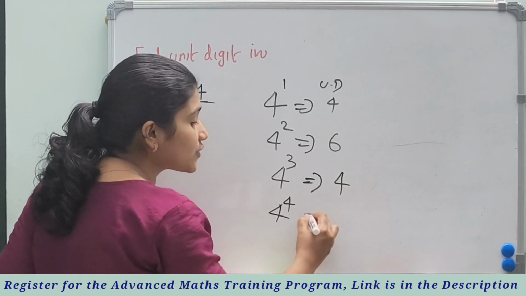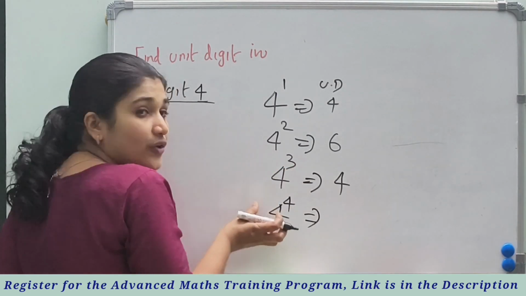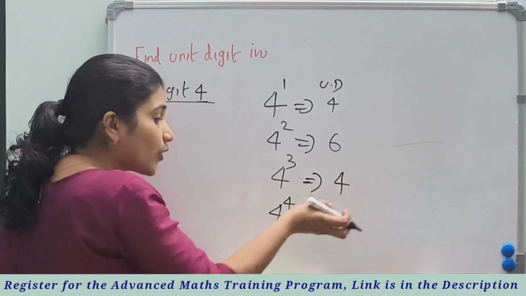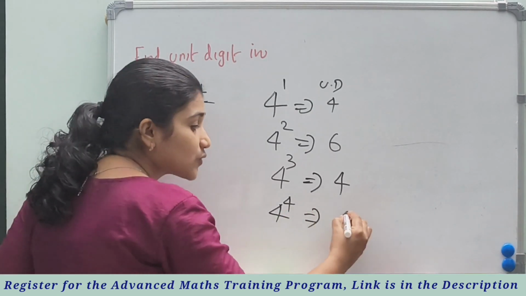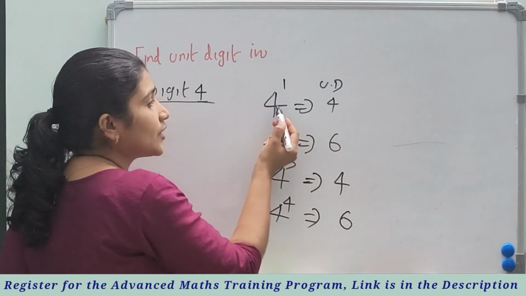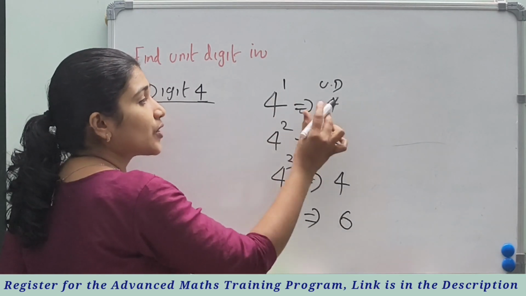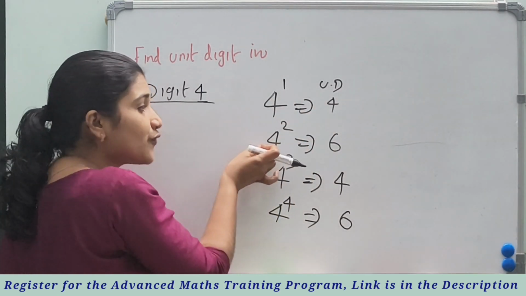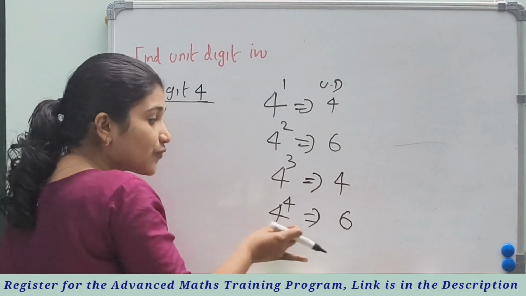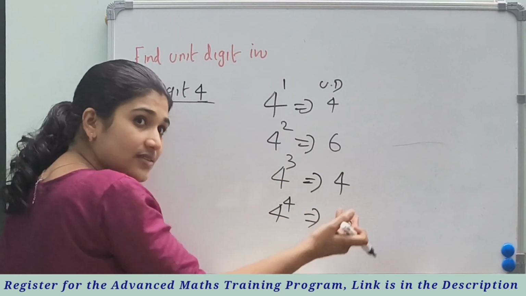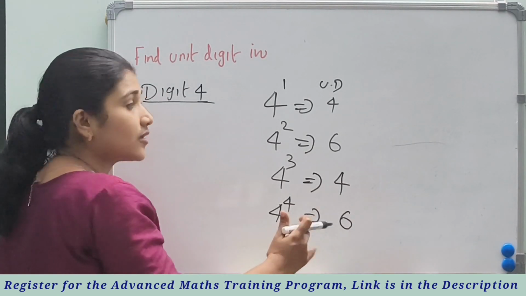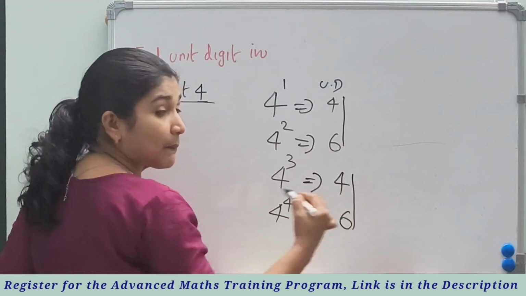Same way 4 raised to 4. 4 cube into 4 is 4 raised to 4. Unit digit in 4 cube is 4, then 4 into 4 is 16. So 6 is the unit digit in 4 raised to 4. You can see the pattern. Here 4 raised to 1, unit digit is 4. So 4 square means 4 into 4, 16. 6 into 4, 24. 4 into 4, 16. Next again 6 into 4, 24. 4 into 4, 16. So this pattern will repeat.